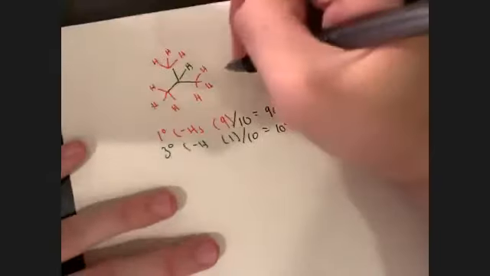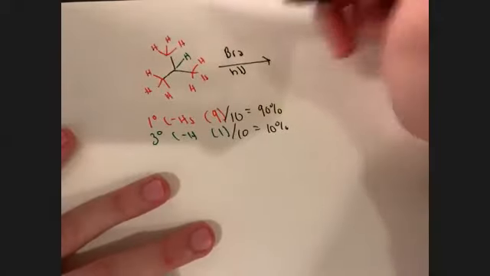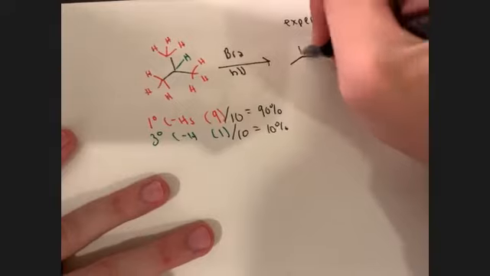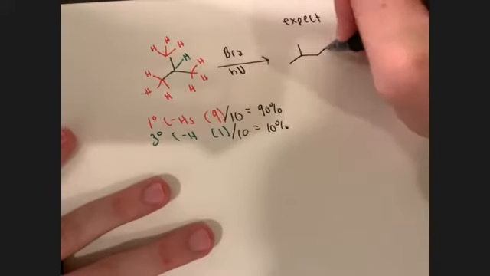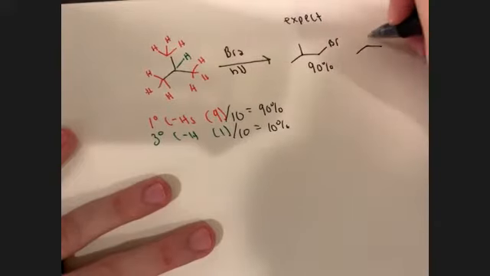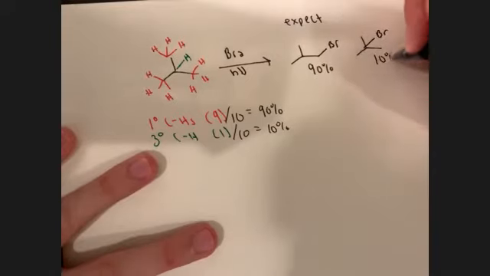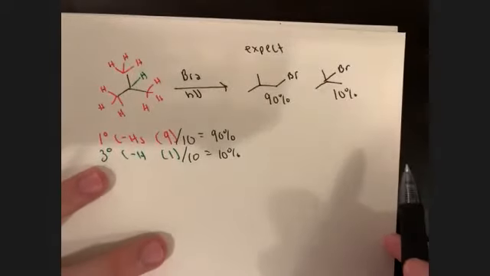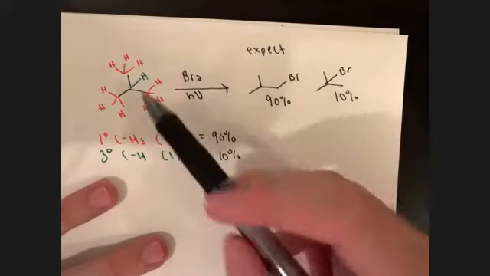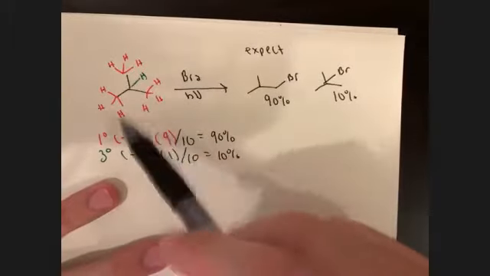Okay, so if I subject this to bromination conditions, I should expect that 90% of my products look like that, and maybe 10% look like that, purely based on statistics and how many hydrogens are available. We talked about homolytic cleavage and the fact that all these C-H bonds are relatively weak, so they can come off.